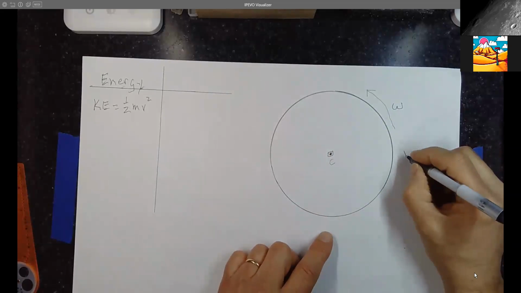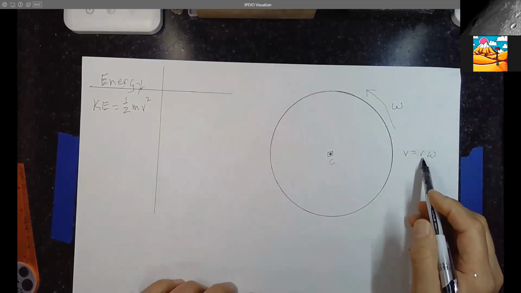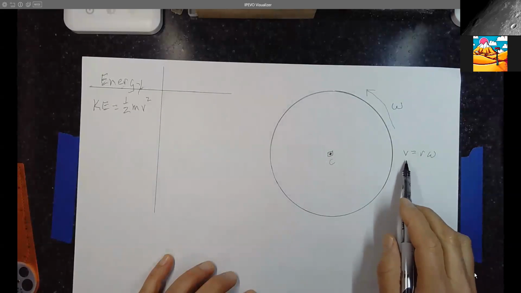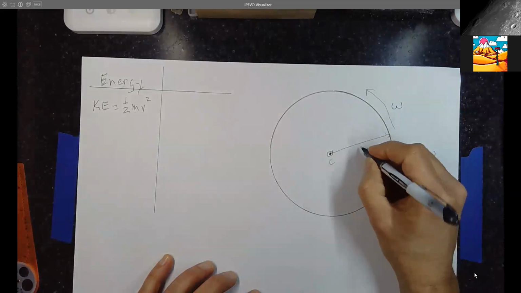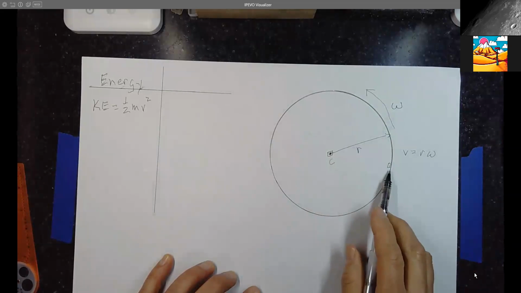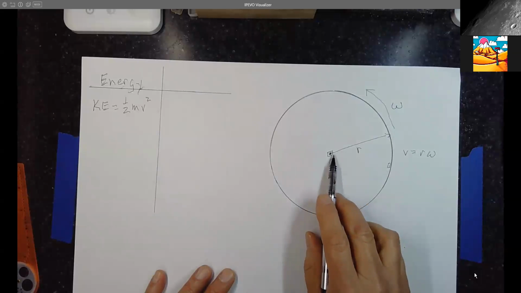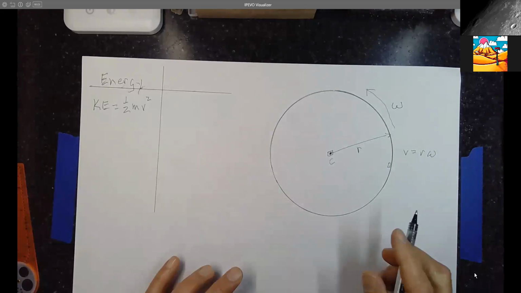Remember, the speed at which something is turning is r times omega. And if r is tiny, like for something right near the center, it's not going to be going very fast. And so it won't have much kinetic energy. But if something is all the way out here, the distance r away from the center, the things out here are going to have more kinetic energy than the things in close to the center.